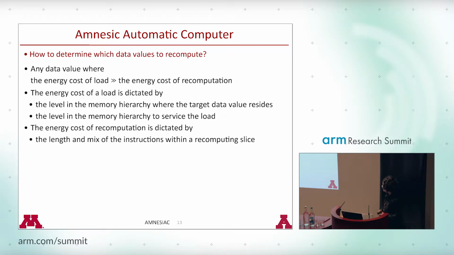Well, practically any data value where the energy cost of the corresponding load significantly exceeds the energy cost of recomputation along the respective data slice. The energy cost of the load is dictated by the level in the memory hierarchy where the target data value resides, or more specifically, the level in the memory hierarchy to service the load. The energy cost of recomputation, on the other hand, is dictated by the length and mix of the instructions within a recomputing slice. So to be able to answer this question, we need 2 accurate energy estimates.